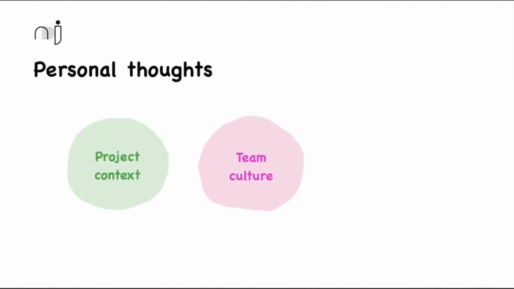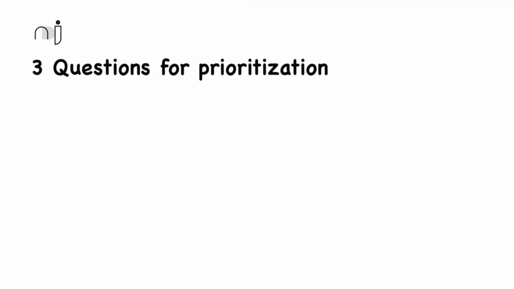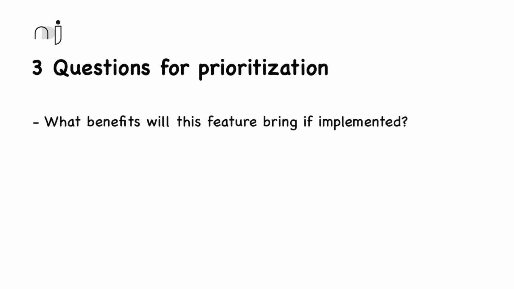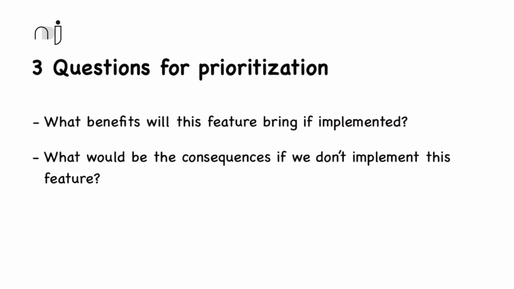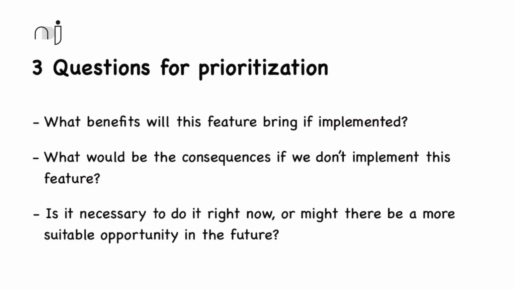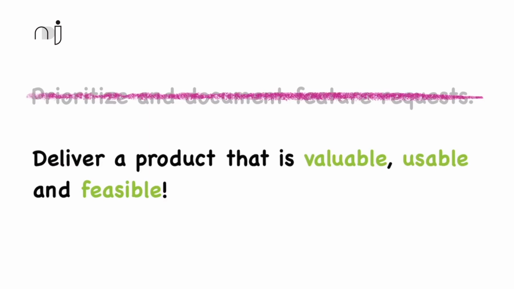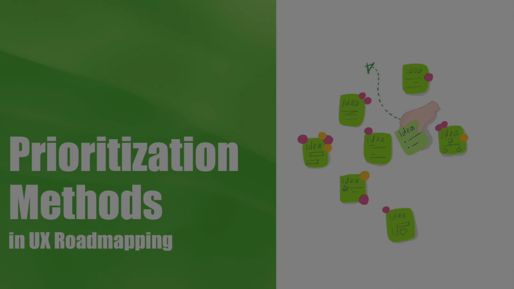As a UX designer, I believe the best prioritization method depends on the project's context, team culture, and success criteria. 3 questions have been particularly helpful to me during the prioritization process. What benefits will this feature bring if implemented? What would be the consequences if we don't implement this feature? Is it necessary to do it right now, or might there be a more suitable opportunity in the future? Always remember, your job is not to prioritize and document feature requests, but to deliver a product that is valuable, usable, and feasible. I hope you enjoyed this video.